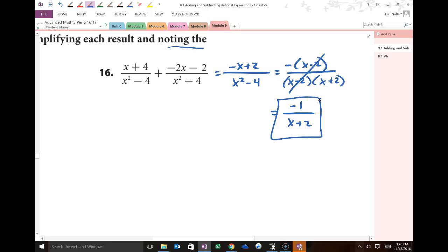So, what are my restrictions? What are the values that x cannot be? Negative 2 or 2. Okay, so you also must include the values that you canceled out because those do exist on the original expressions. Okay, those must be included. Doing good so far?